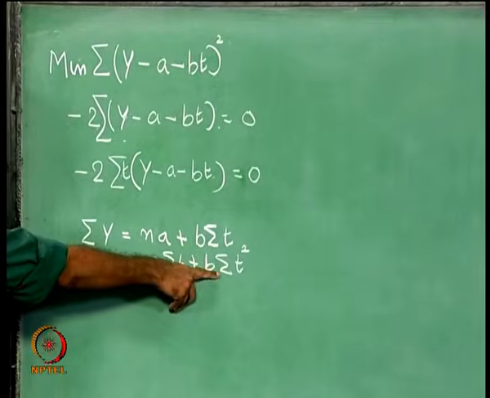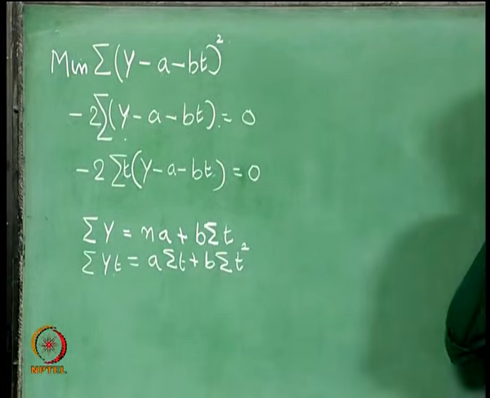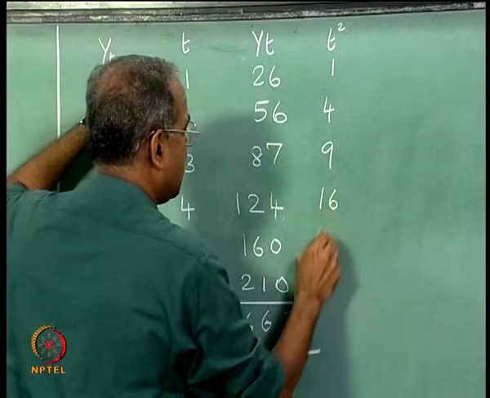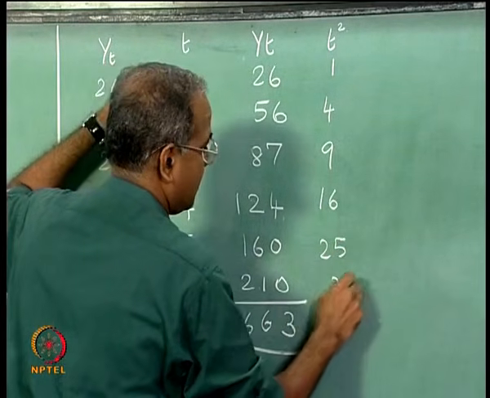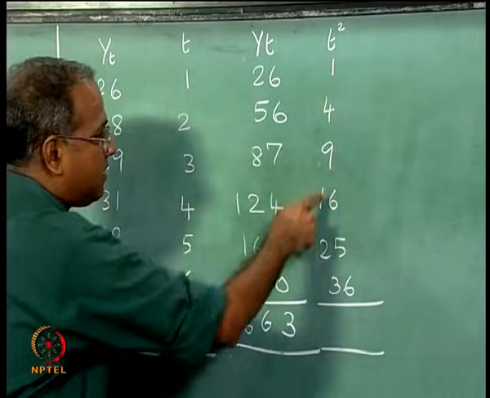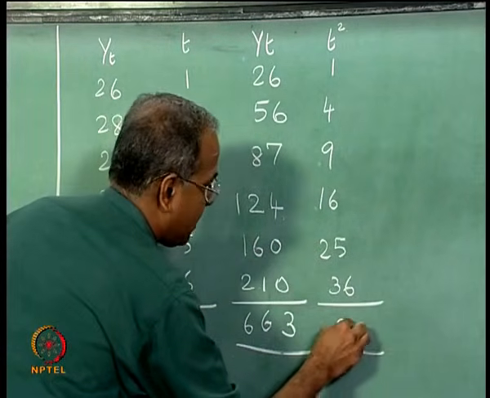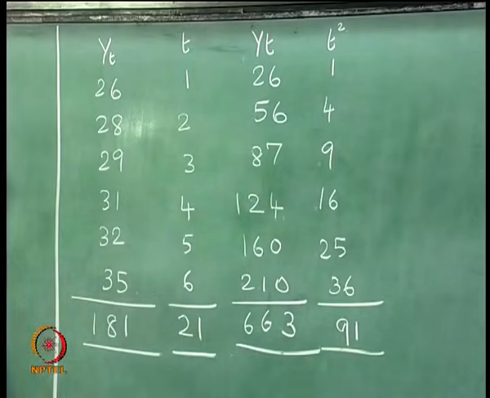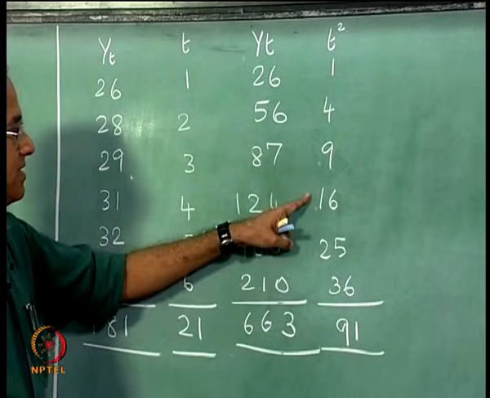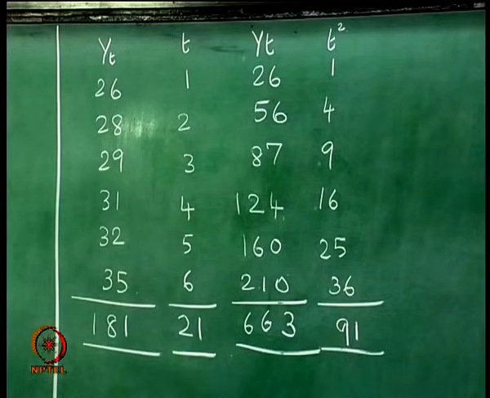Now we need to find out this term, which is sigma t square. So we write t square as 1, 4, 9, 16, 25 and 36. So this total will be 5 plus 9, 14, 30, 55, 91.